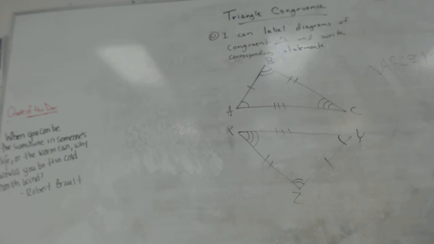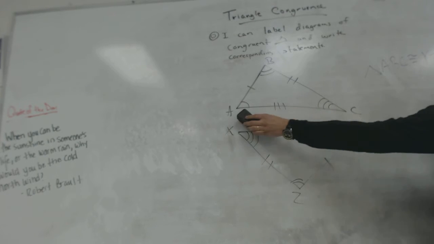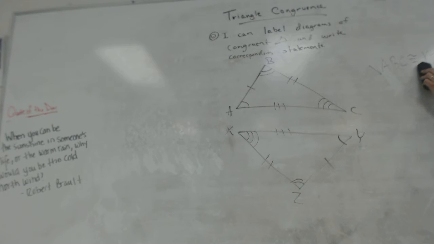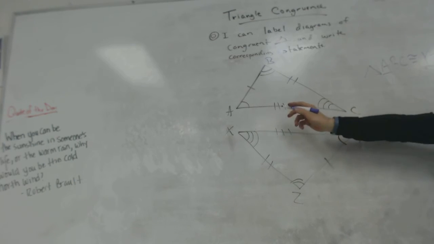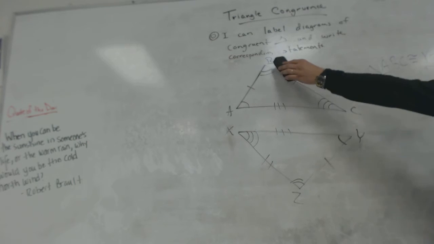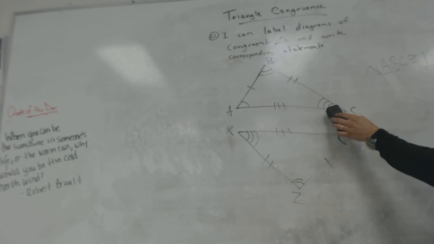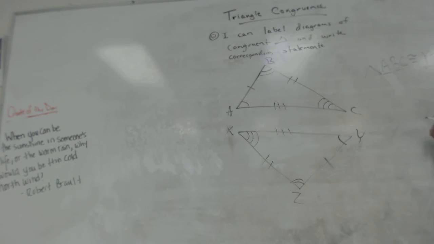Because you have to match up the lines. Right, because A has one thing and Y has one thing, so I start with those. Those are the equivalent angles in these two triangles. And then B has two and Z has two, so that's my second one. And then C has three and X has three.